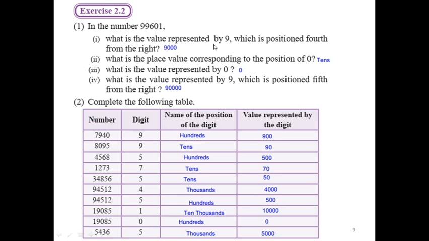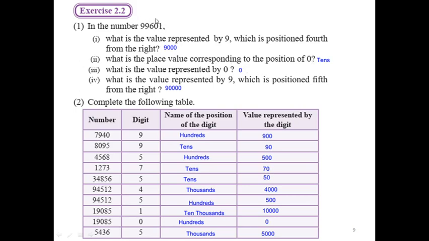So what is the value represented by 9, which is position 4th from the right? 0, 1, 2, 3, 4. So what is the value? We should start from 1, 2, 3, 4. This 9 is thousands place. 9 into 1000. 9,000.